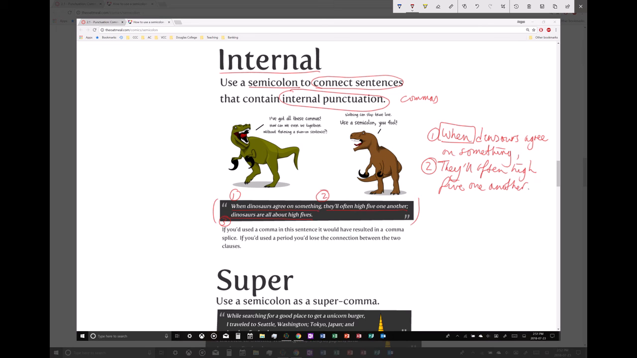This is an independent clause. You can have this sentence by itself: "Dinosaurs often high five one another." And then the third clause: "Dinosaurs are all about high fives." So one is a dependent clause, so you must have a comma there. And it's connected to the second clause, which is independent: "They often high five one another."